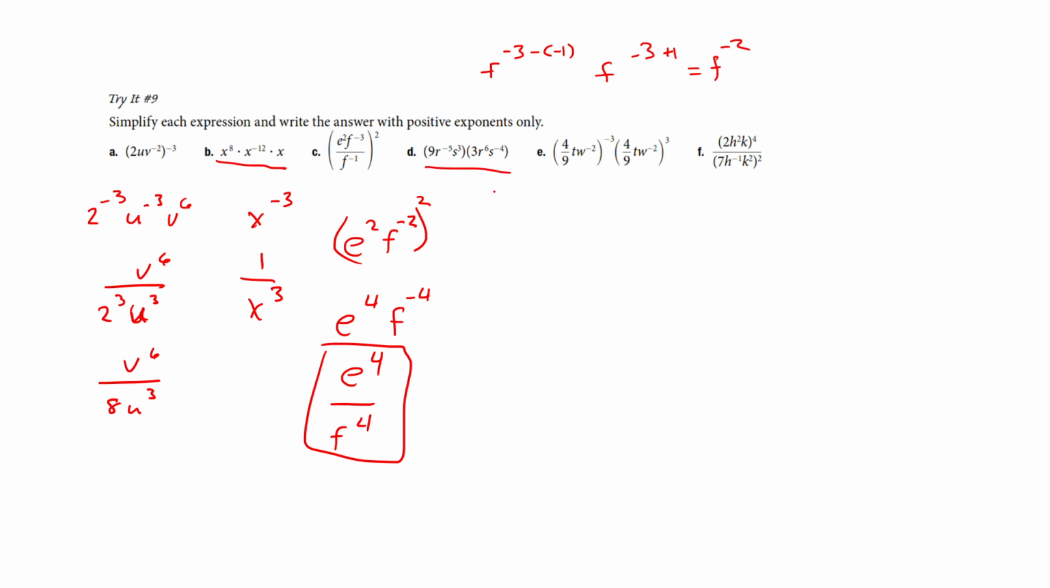Okay, here, I'm going to multiply the numbers together. I'm going to put the r's together, and they're like bases, negative 5 of them, 6 of them there. I'd get r to the 1st. I've got 3 s's here, negative 4 s's over there. I'd add those, get negative 1. So let's move that s to the bottom.